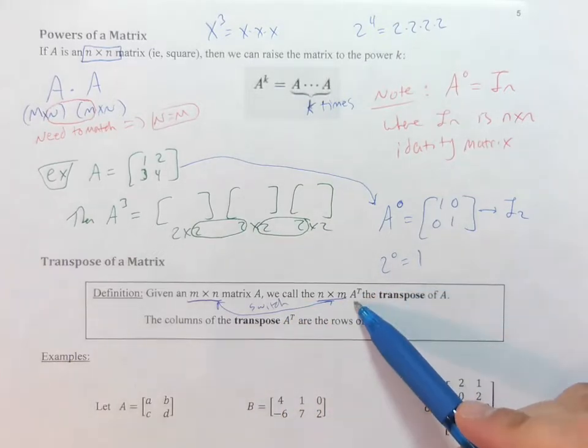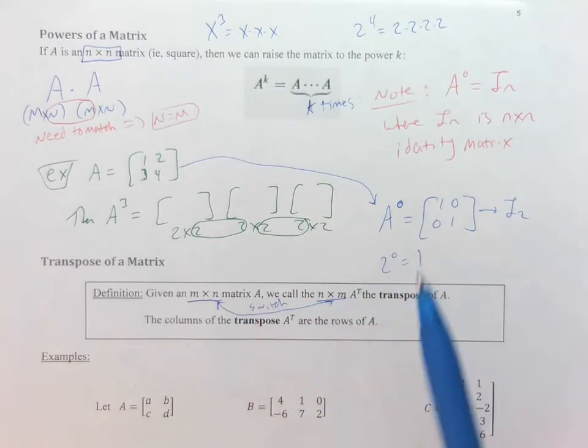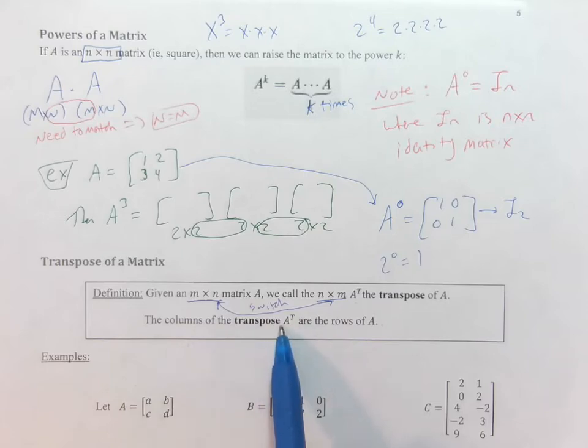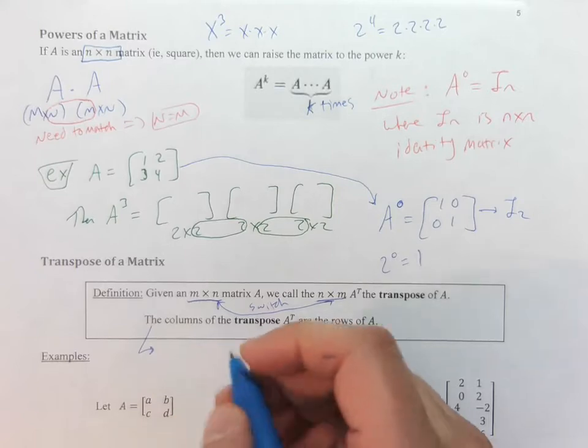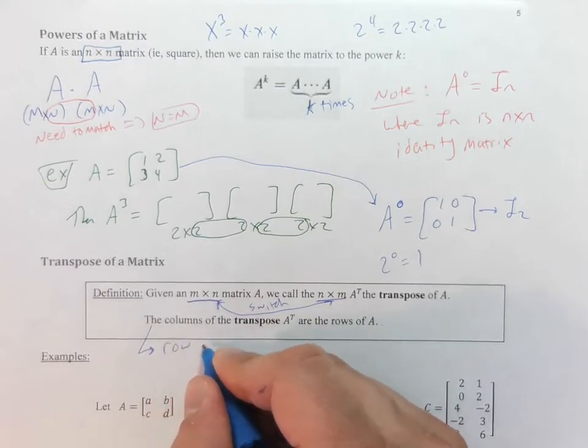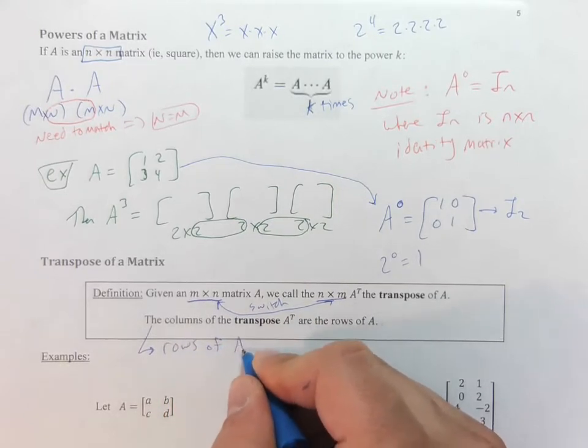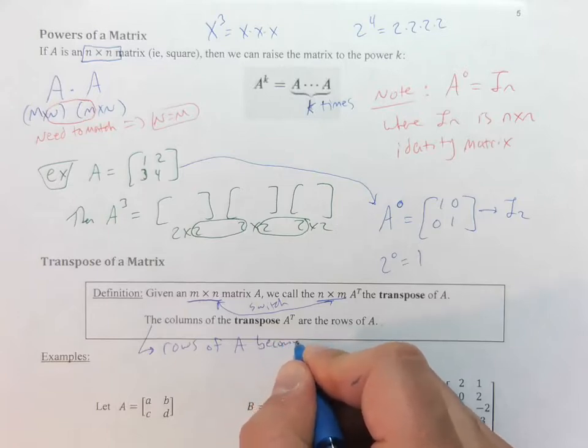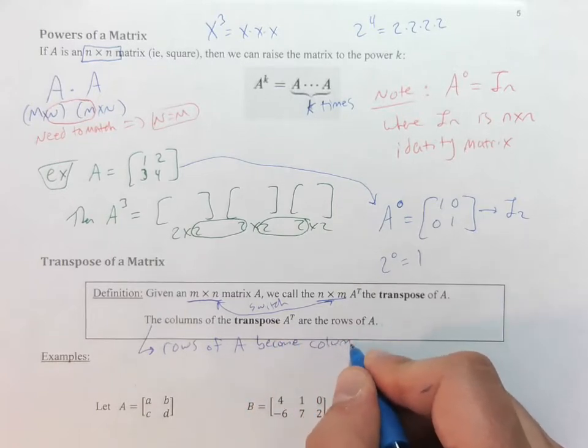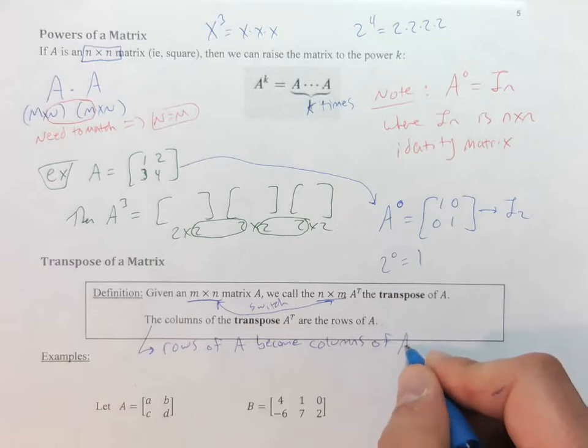So when you take the transpose, the dimensions switch because the columns of the transpose are the rows of A. In other words, the other way to say that, or the way I think about it, is that the rows of A become the columns of the transpose.